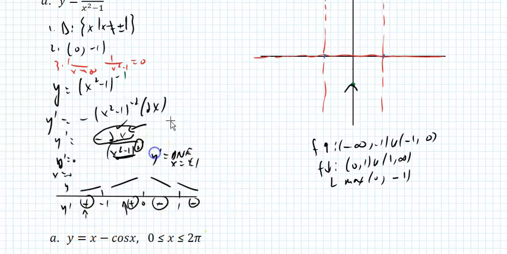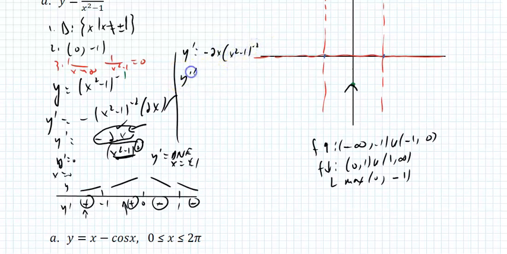And concavity has to deal with the second derivative. So y prime equals negative 2x times x squared minus 1 to the negative 2. Y double prime, derivative of the first times the second, plus the first, derivative of the second, bring the power down, subtract 1 from the power, times the derivative of the inside.